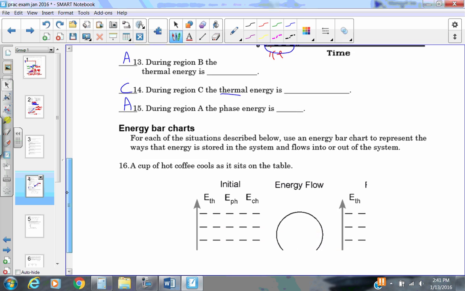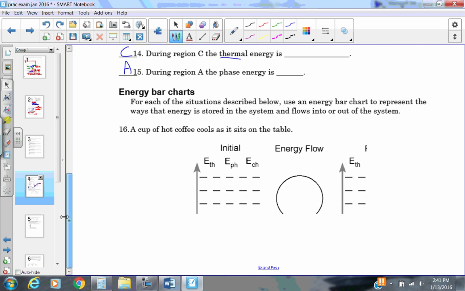Next one, drawing some of these charts. For each of the situations described below, use an energy bar chart to represent the ways that energy is stored. A cup of hot coffee. So the first thing I'm going to do is write in the system what it is that I'm paying attention to. It's the coffee itself. It starts off hot, so I need to assign it a certain amount of thermal energy. I'll say it's pretty darn hot.